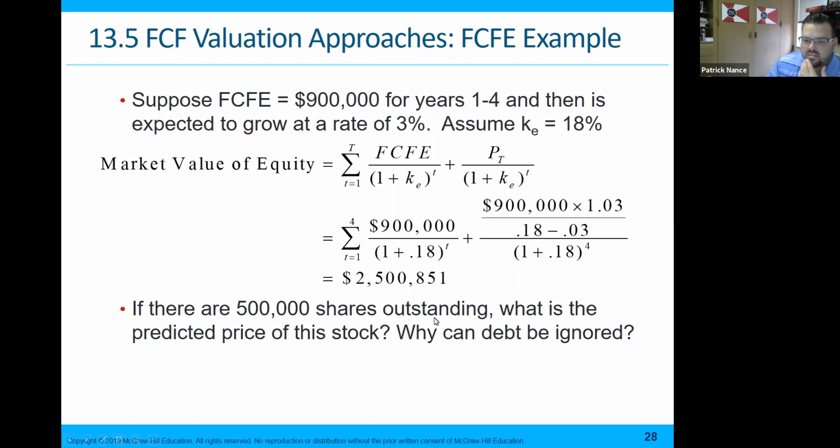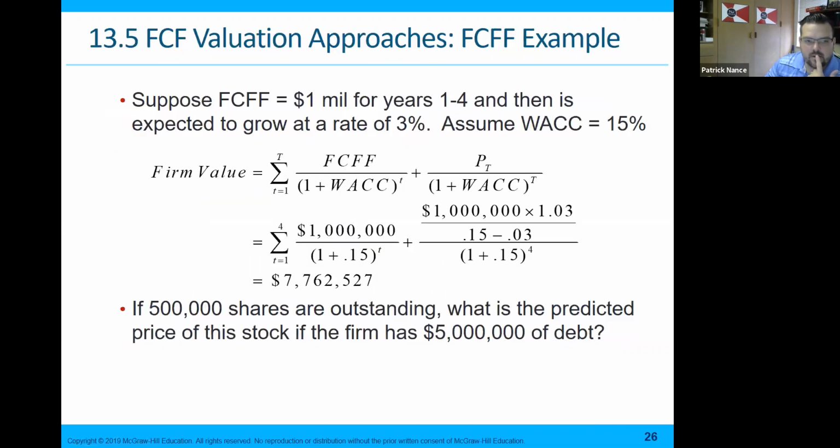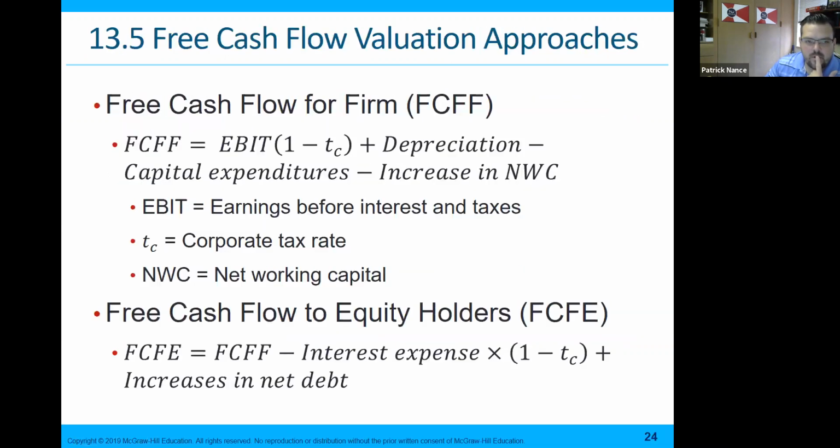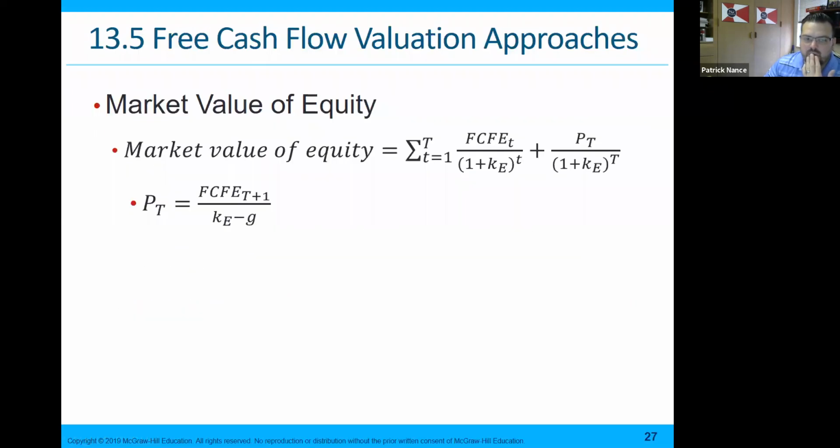If there are 500,000 shares outstanding, what is the predicted price of the stock, and why can debt be ignored? Why can debt be ignored in this? Let's go back and look at the ratio. Because if we have our free cash flow here, the only change would be an increase in net debt. So only if there was a change in debt would we care about that.